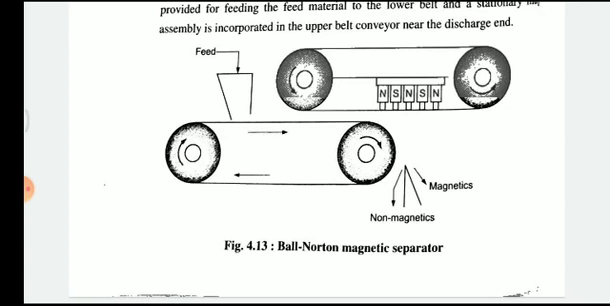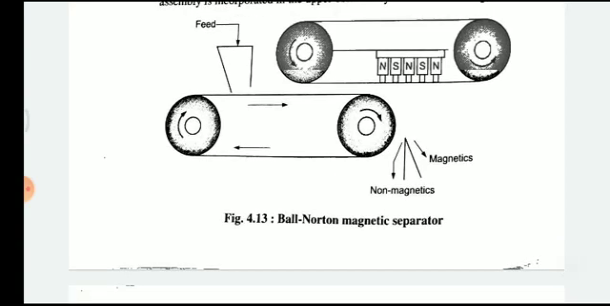As for the Ball Norton magnetic separators, exactly what happens is there are north and south poles. This is one of the base types, which means there are positively and negatively charged magnets put on the conveyor belt, inside the conveyor. So if there is any magnetic field, positive or negative, acting on the material, it can be separated out. And the non-magnetic material will be removed.